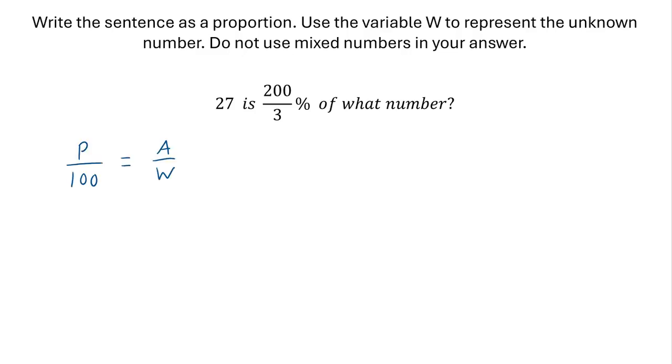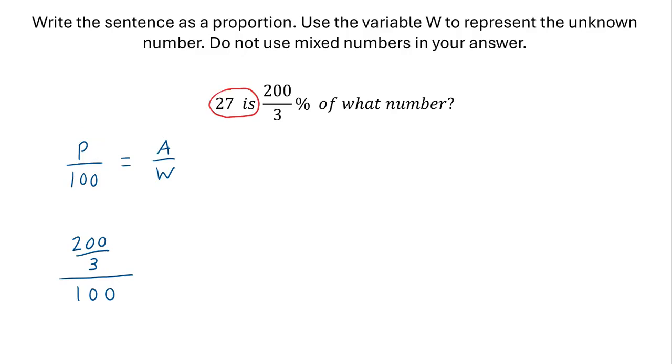So we're going to use the formula percent over 100 equals amount over whole, or P over 100 equals A over W. All right, let's start identifying the information that we have and filling in the blanks. The percent, the P, is always the easiest thing to find because it always has a percentage sign after it. So here our percent is 200/3, and that's over 100.